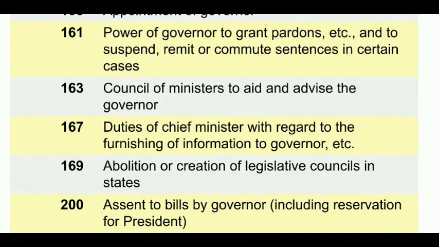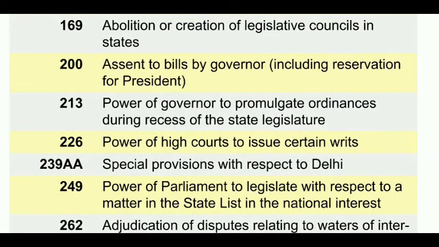Article 163, Council of Ministers to aid and advise the Governor. Article 167, duties of Chief Minister with regard to the furnishing of information to Governor. Article 169, abolition or creation of legislative councils in states. Article 200, assent to bills by Governor, including reservation for President. Article 213, power of Governor to promulgate ordinances during recess of the state legislature.